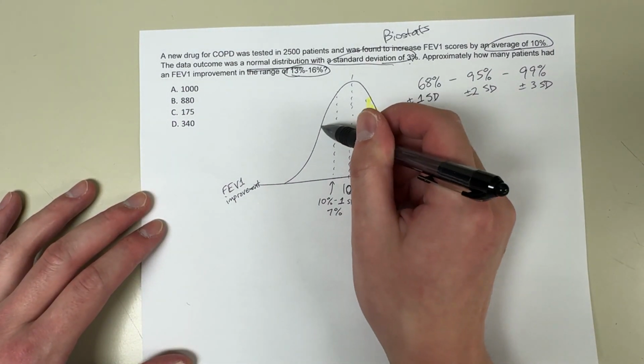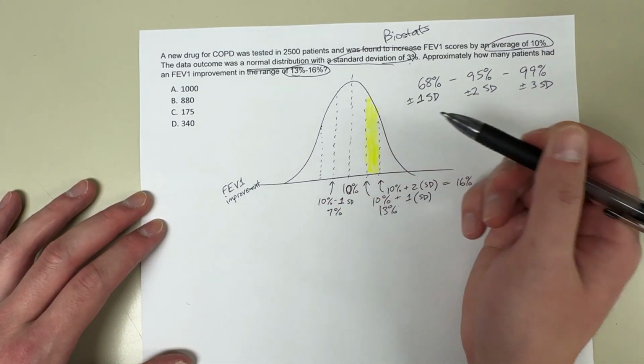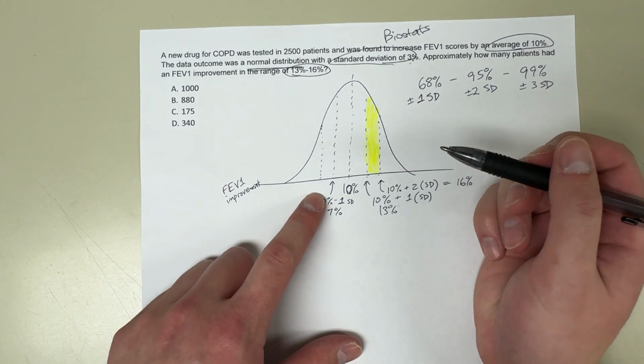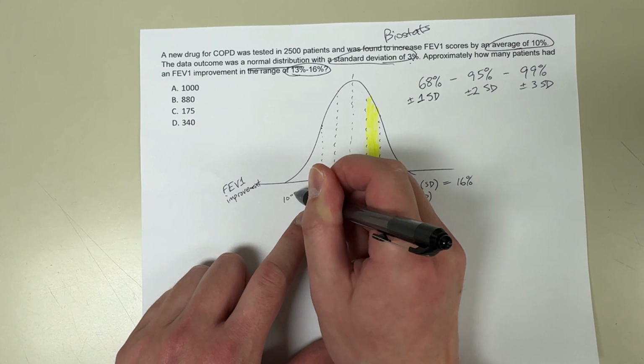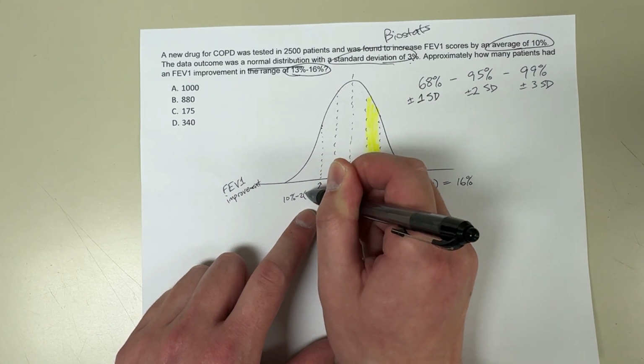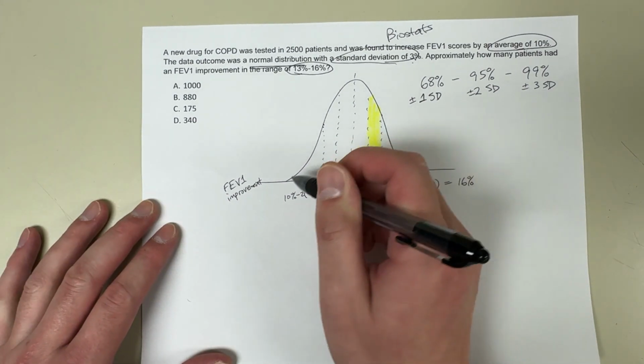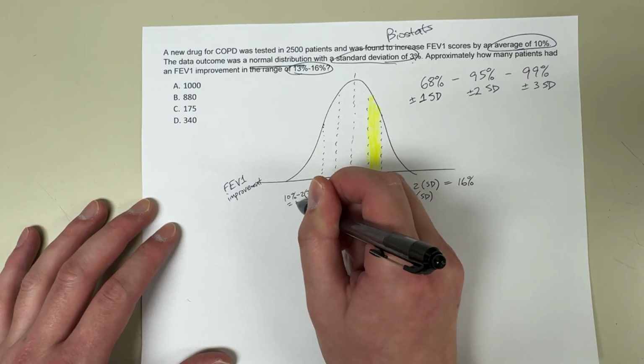So I'm going to draw another line here to represent the negative 2 standard deviations, even though you don't need to calculate this, but I guess it's helpful. So 10% minus 2 standard deviations, that equals 4%.